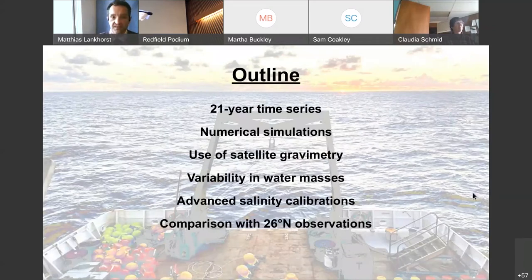I will be talking about the following topics. I'll present our 21-year observational time series, followed by a look at numerical simulations trying to reproduce the observations. Then we'll venture into the fields of satellite gravimetry and also water masses and salinity issues. Last but not least, I'll conclude with comparisons to the 26 North observations from the RAPID array.